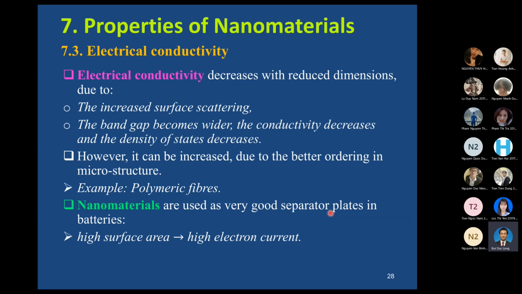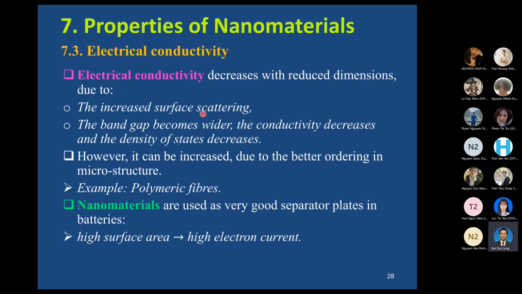The next property of nanomaterial is electrical conductivity. For electrical conductivity, in general, it will decrease with the reduction of dimension. In general, the electrical conductivity will decrease when the dimension is reduced. So why is it reduced? Because of the increased surface scattering.